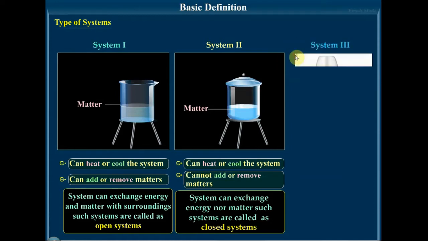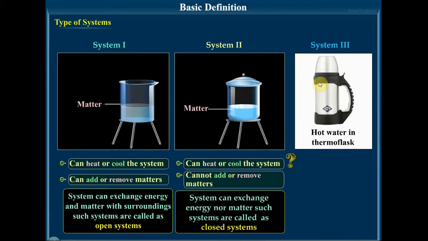In system 3, you can find in this hot water, it's kept in a thermo flask. You know how it is when you're keeping water in a flask, thermo flask. The energy cannot escape out to the surroundings. Also, the matter is also remaining inside. So, both matter and energy cannot escape out. So, here the first point written here is cannot heat or cool the system. That is not possible. Cannot add or remove matter. You cannot add or remove matter. System cannot exchange energy and matter with the surroundings. Such systems are called isolated systems.